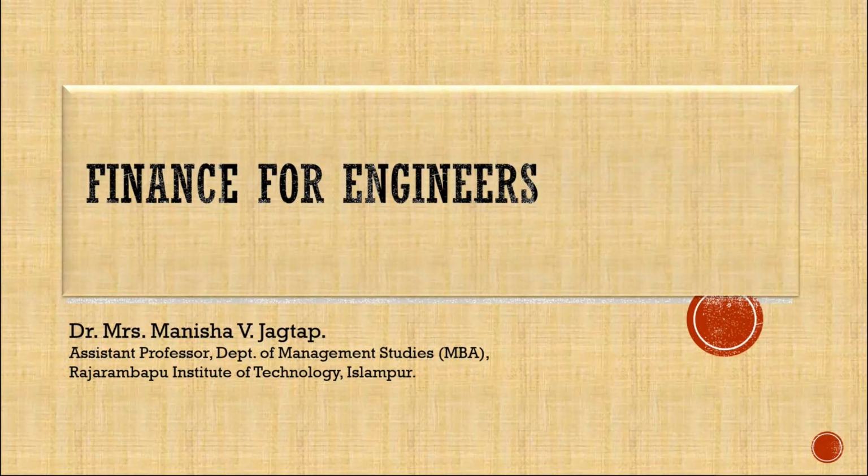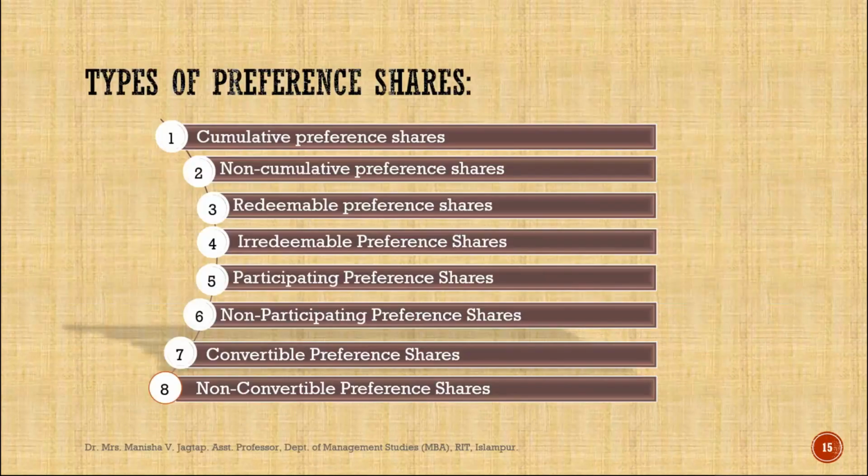There are different types of preference shares. So let us start with the types of preference shares. First is cumulative preference shares. Second, non-cumulative preference shares. Third, redeemable preference shares. Fourth, irredeemable preference shares. Fifth, participating preference shares. Sixth, non-participating preference shares. Seventh, convertible preference shares. And eighth, non-convertible preference shares. So let us see one by one.